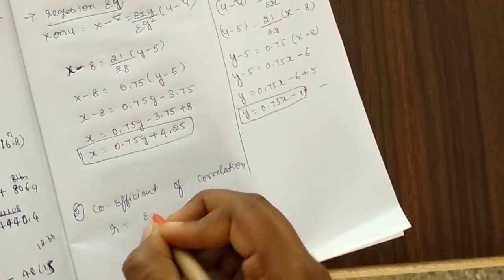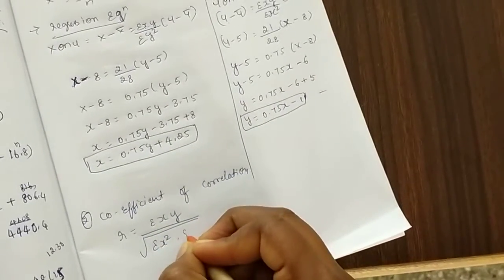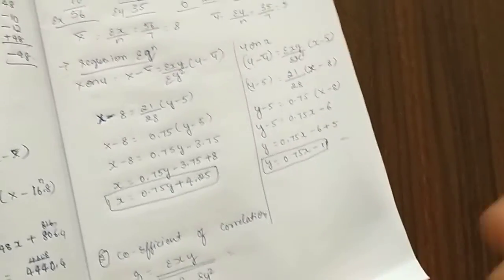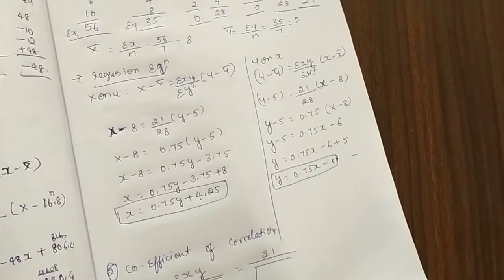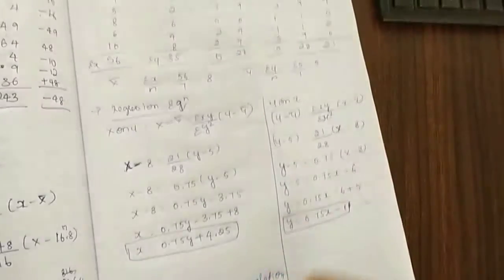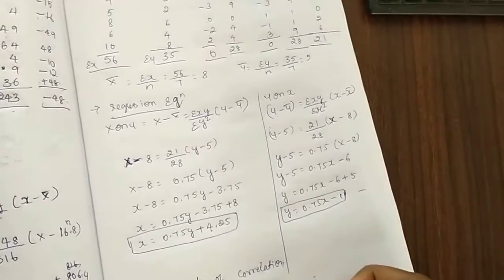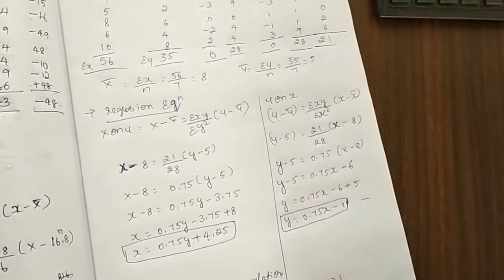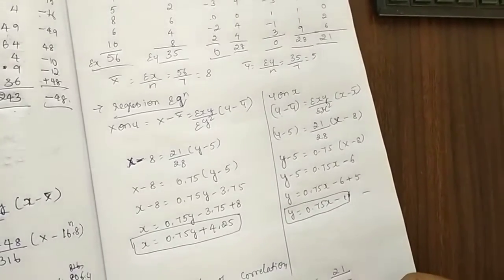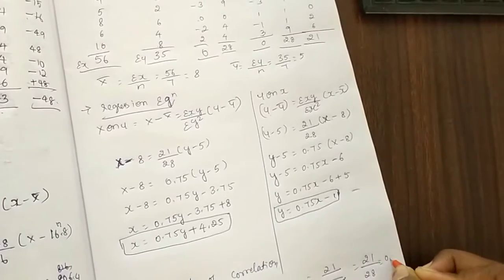R is equal to sigma xy divided by root of sigma x square into sigma y square. This is the coefficient of correlation equation. Sigma xy is 21, divided by root of sigma x square is 28, sigma y square is 28. So 21 divided by root of 28 into 28, that means 28 square, whole square. So here the root will get cancelled. 21 divided by 28 is equal to 0.75.